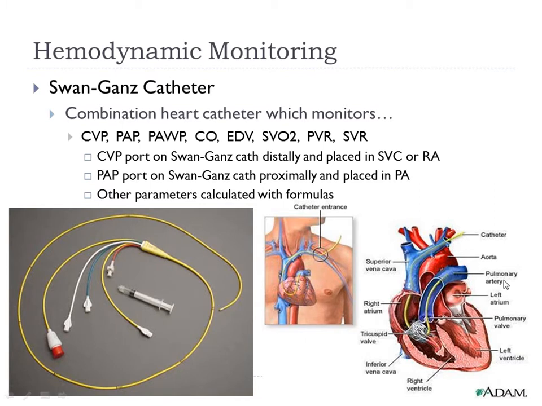And the introducer line is put into the subclavian. Sometimes they put it in the IJ, but whatever. It goes into the superior vena cava, right atrium, right ventricle, and then the tip of it, right here, this tip, sits in the pulmonary artery.